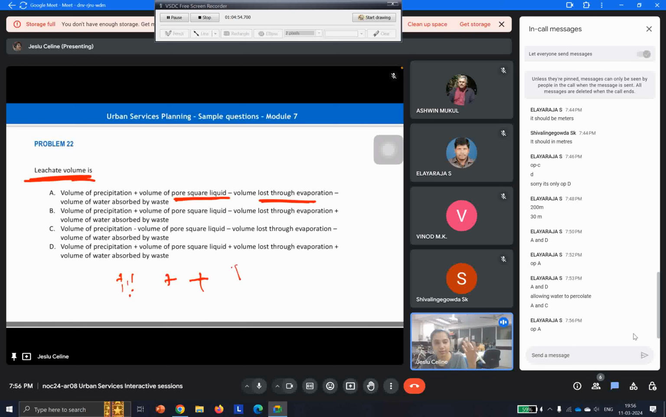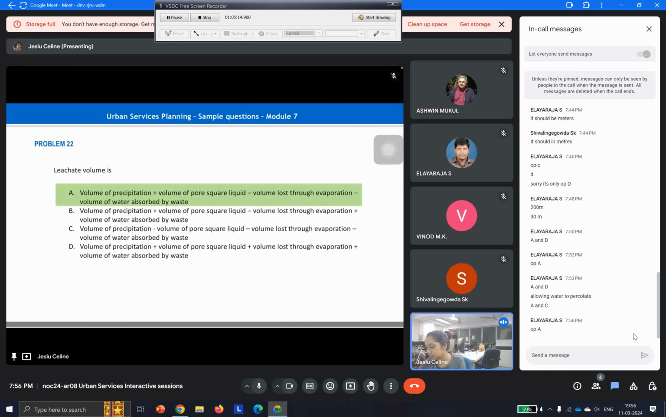So that is going away. You don't need it. So that we reduce. So that's subtracted, and the volume which is absorbed by the waste. So again, it's absorbed, so which means it's not coming as leachate, but it's still there in the refuse. It's there in the waste itself. So that also needs to be subtracted. So option A is the correct answer.